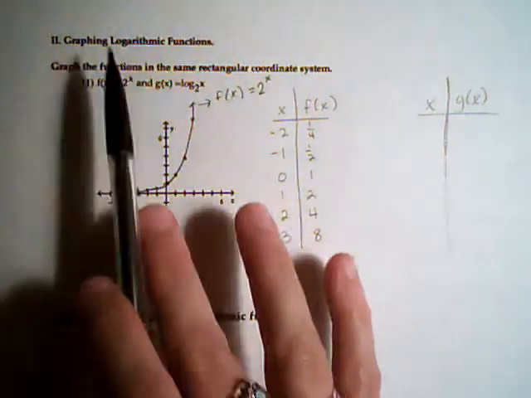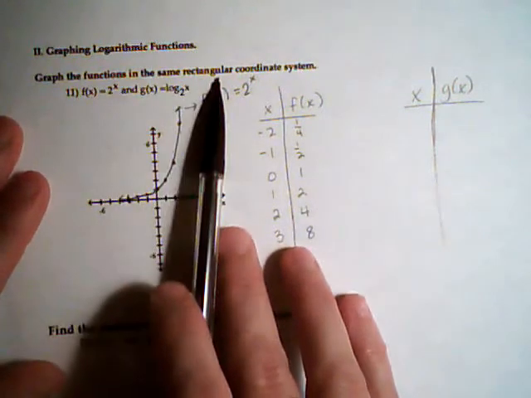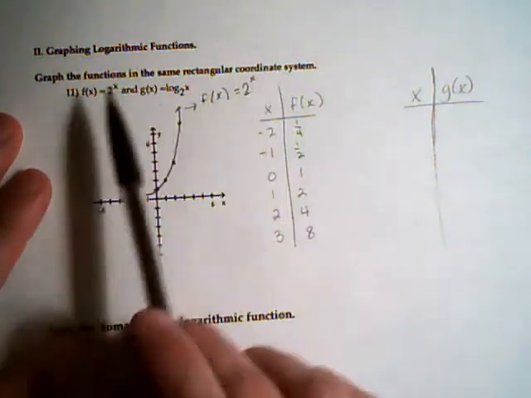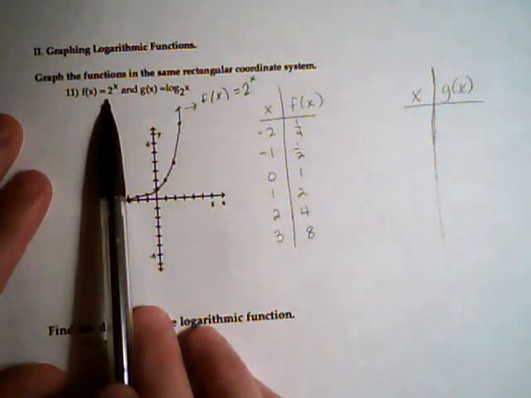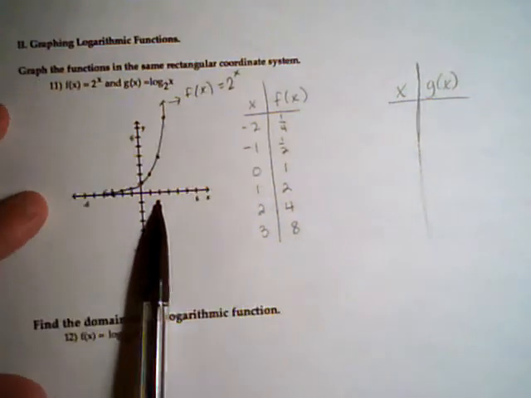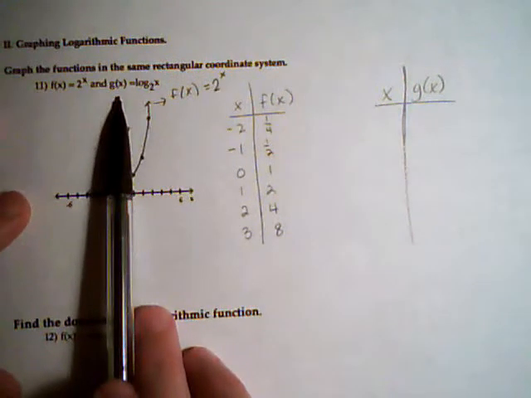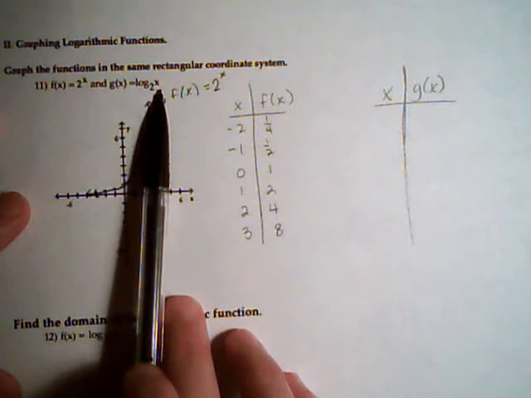Roman numeral 2 is on graphing logarithmic functions. It says to graph the functions in the same rectangular coordinate system, f of x equals 2 to the x, which I have already plotted here. We've looked at this one before. And then we want to graph the logarithmic function g of x equals log base 2 of x.